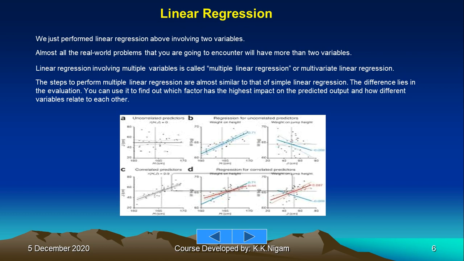The steps to perform multiple linear regression are almost similar to those of simple linear regression. The difference lies in the evaluation. You can use it to find out which factor has the highest impact on the predicted output and how different variables relate to each other.